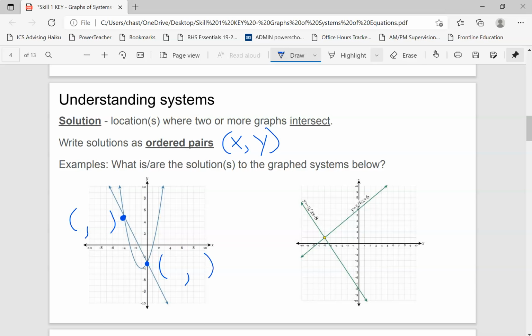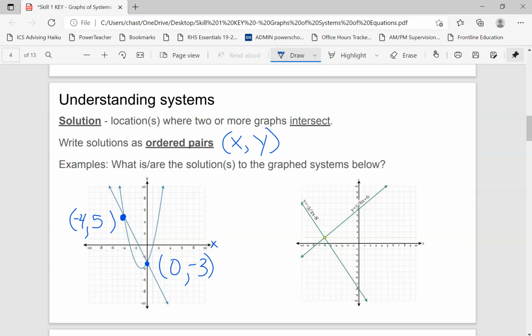Okay. So looking at the first one, I see the x-coordinate. So remember, x goes horizontally. My x-coordinate here is -4. And my y-coordinate appears to be +5. So that's one of our solutions, (-4, 5). And for the other one, our x-coordinate, we didn't move left or right, so 0 is the x-coordinate. The y-coordinate looks to be -3. So those are our two solutions.